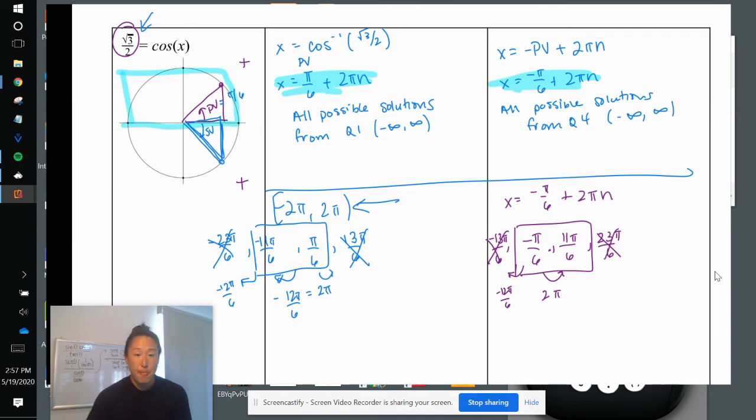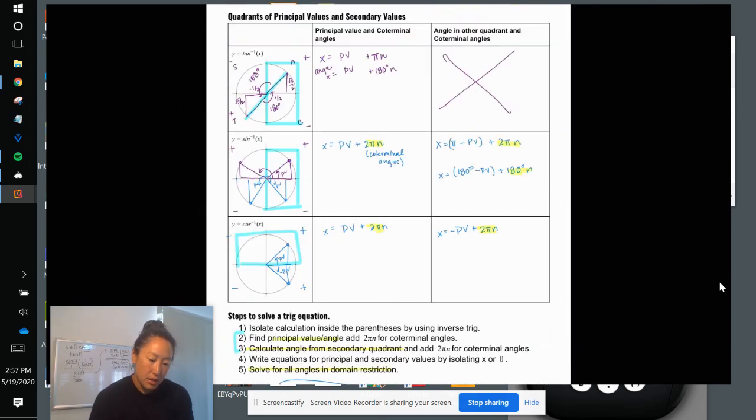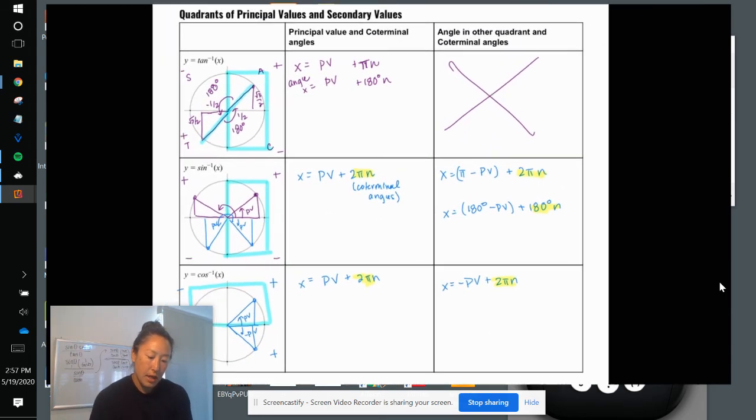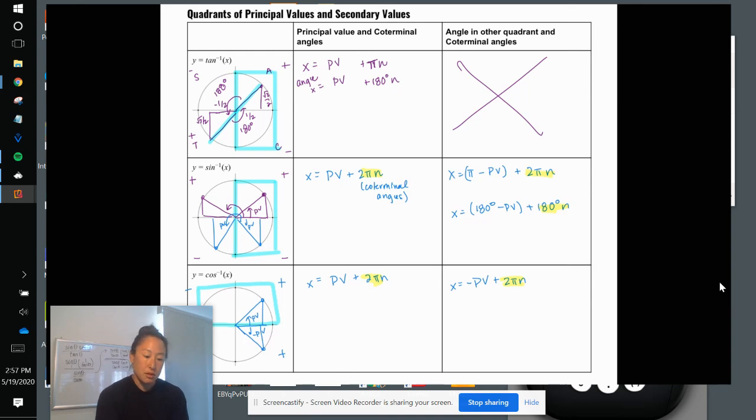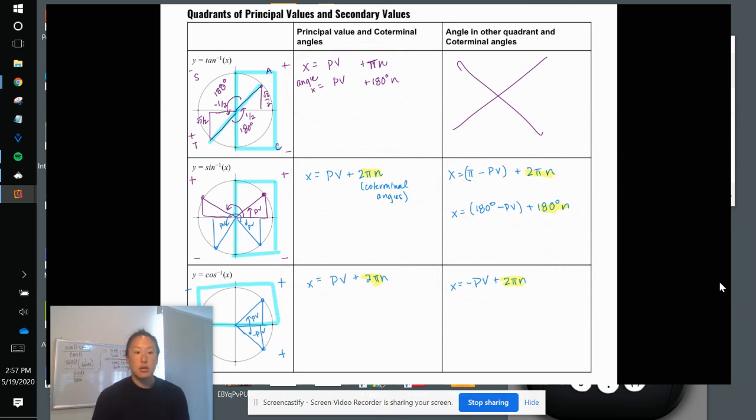That's it. So the thing to remember is that all the different trig ratios have different rules, different little angle setups. Depending on which inverse trig ratio you're using, those are the rules you're going to use to solve for the primary and secondary angles, or the principal and the secondary angles. Okay?